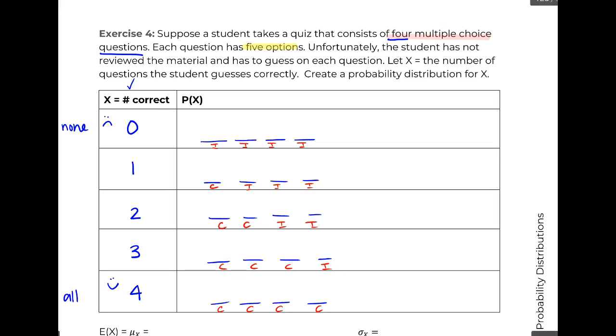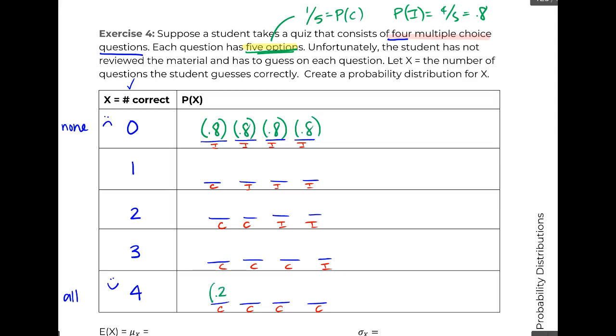The probability of a student getting a question right, well, if it's 5 options, it's a 1 in 5 shot, right? That's the probability of getting the question correct, which means the probability of getting it incorrect is just 4 out of 5. I'm going to redo these as decimals just to make my life easier. So 0.8, 0.8, 0.8, and 0.8, up to 0.2, 0.2, 0.2, and 0.2.